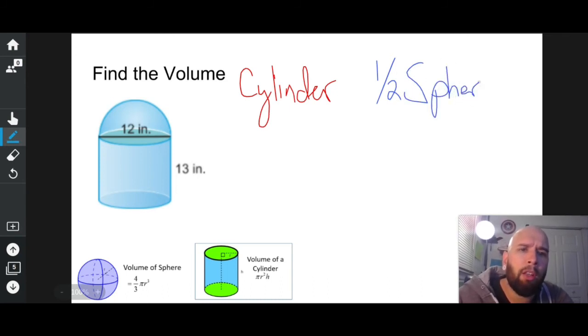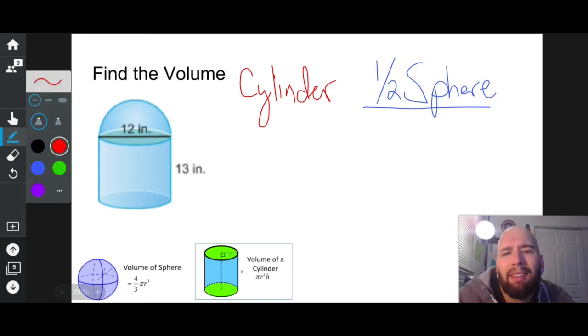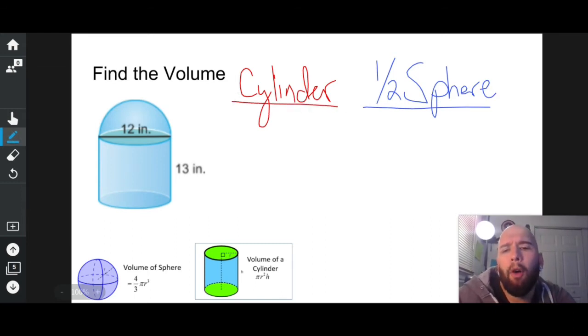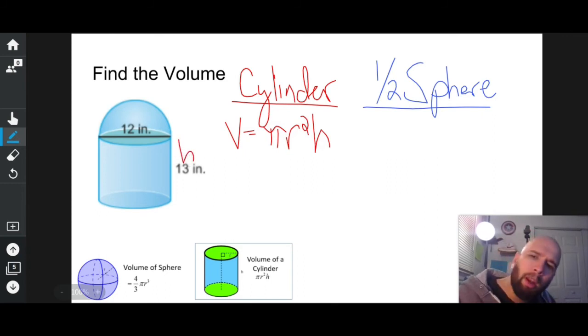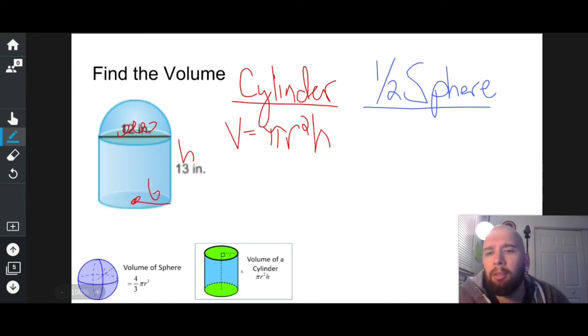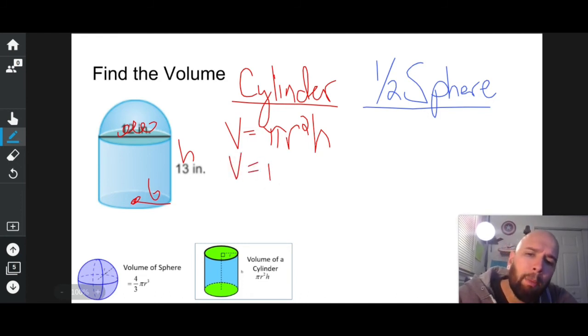Now, before you go crazy and start saying, I don't know what the volume of a half sphere is, it's going to be easy. Just wait. The volume of a cylinder is pi r squared h. So I have my h, there it is. Oh, but I don't have my r. I have my diameter. No big deal. My r is going to be half of that, 6.